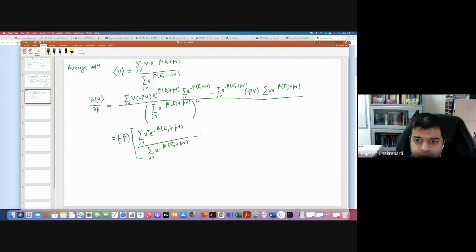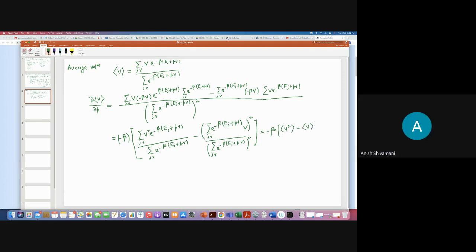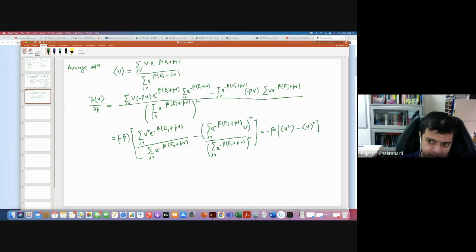And what is the next term? Next term is going to be again the same, whole square, to V, I think we put it here, whole square. So what is this then? Minus beta. First term, I'm not going to write it again. It is V square average, and the next, minus V average, here square. Okay, is this fine? Yes, sir.